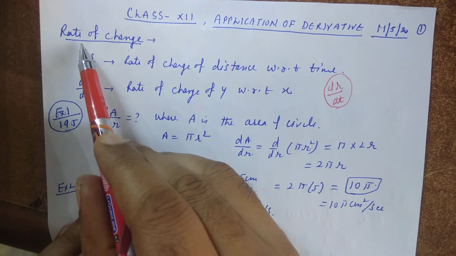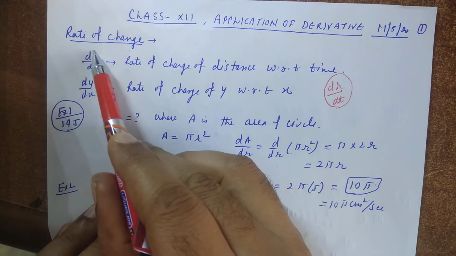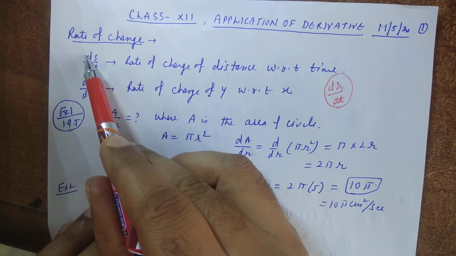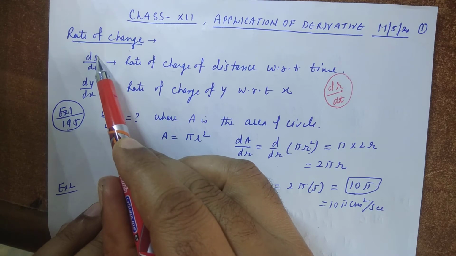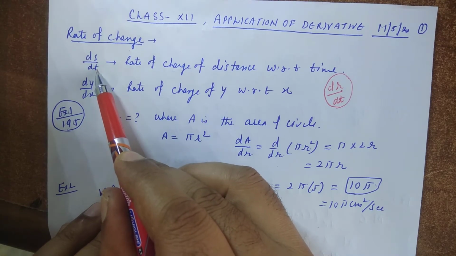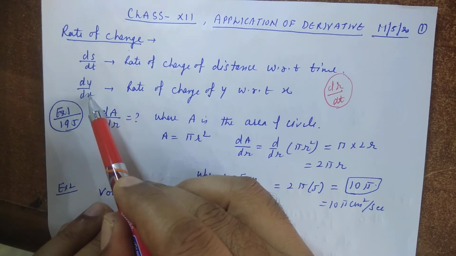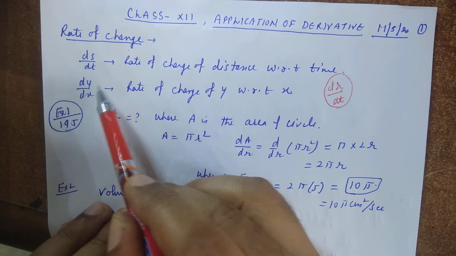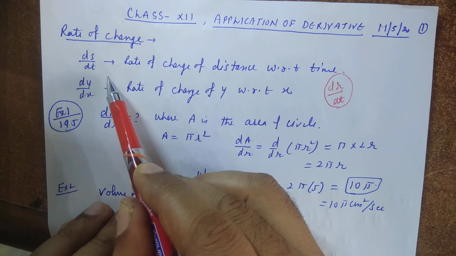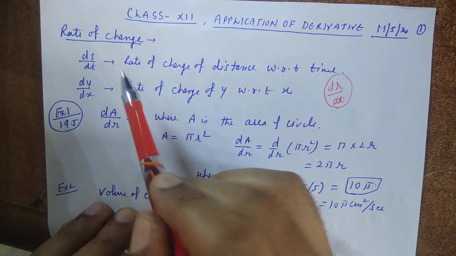As the word is clear from rate of change, that means when one quantity changes itself with respect to other, maybe distance is changing with respect to time, or y is changing with respect to x, or radius is changing with respect to time. That means one quantity changes itself with respect to other. This is called rate of change.